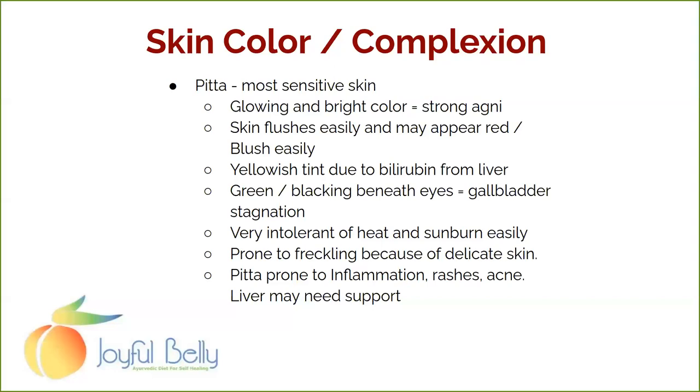Their skin flushes easily and may appear red. They may blush easily. Sometimes Pitta people have a yellowish tint in their skin, and that's due to high concentration of bilirubin. There's biliverdin and bilirubin, and they can give the skin a kind of sallow, greenish, yellowish tint. And you see sometimes people have yellow in their eyes or yellow in their teeth. That can be due to bilirubin.